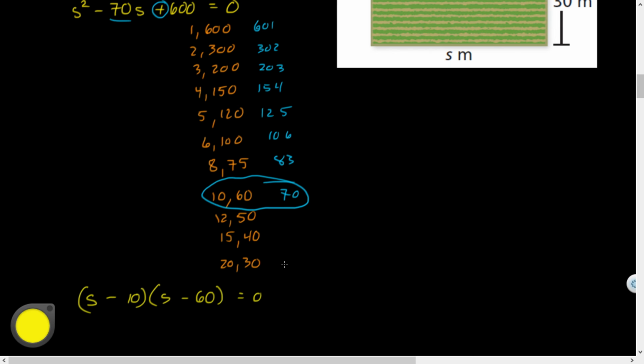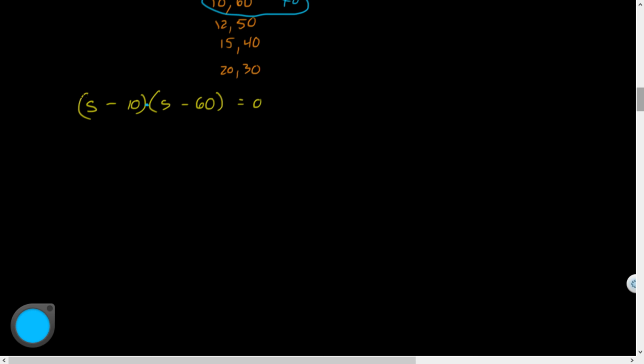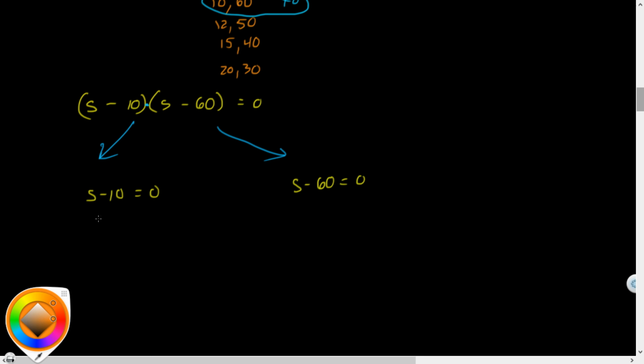Now that I've got two things that multiply to be 0, what can I do with them? You guys remember? If two things multiply to be 0, one of them has to be 0. So either S minus 10 equals 0 or S minus 60 equals 0. Does that make sense? Do you remember doing that from a couple days ago? We're going to do some more of that on Monday. And you don't have a problem like this on homework tonight, so don't fret.